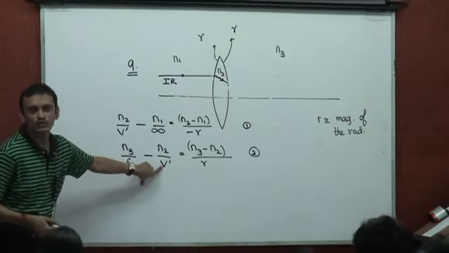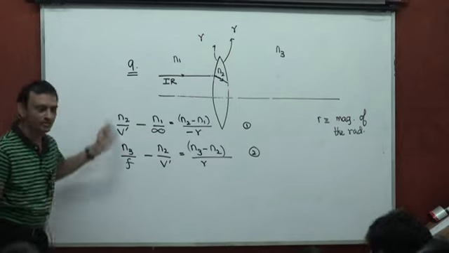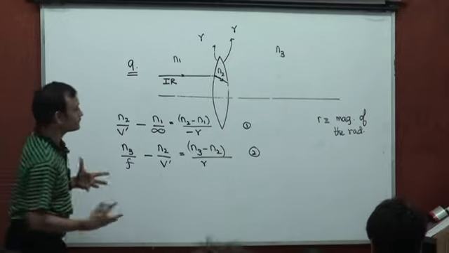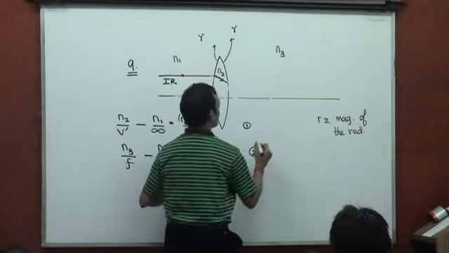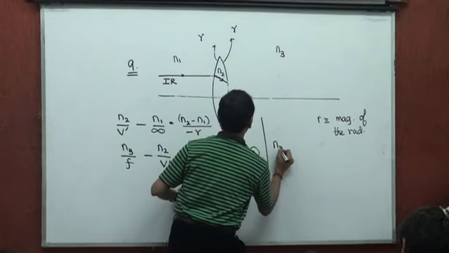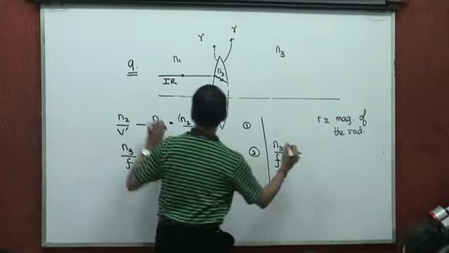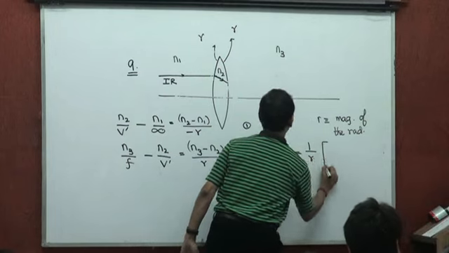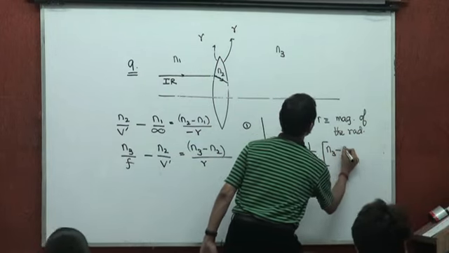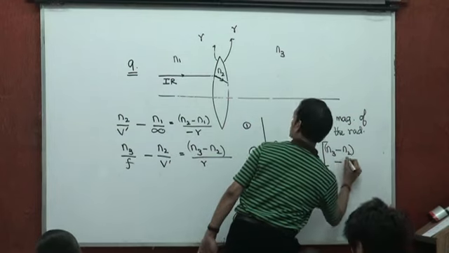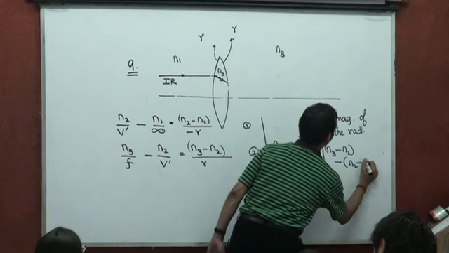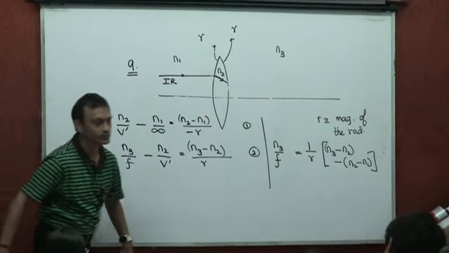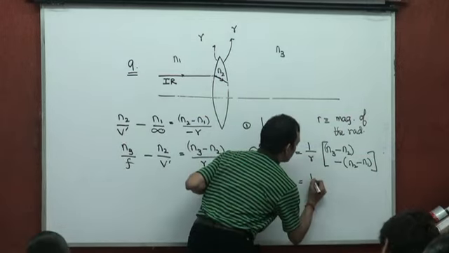V prime is only out of convenience. We may want to get rid of it by adding the two, because we are interested only in the sign of f, right? So, when I add these two equations, I get n3 by f, with V prime becoming 0, equals 1 by r into (n3 minus n2) plus (n2 minus n1). Right? That's n3 by f, which is 1 by r.